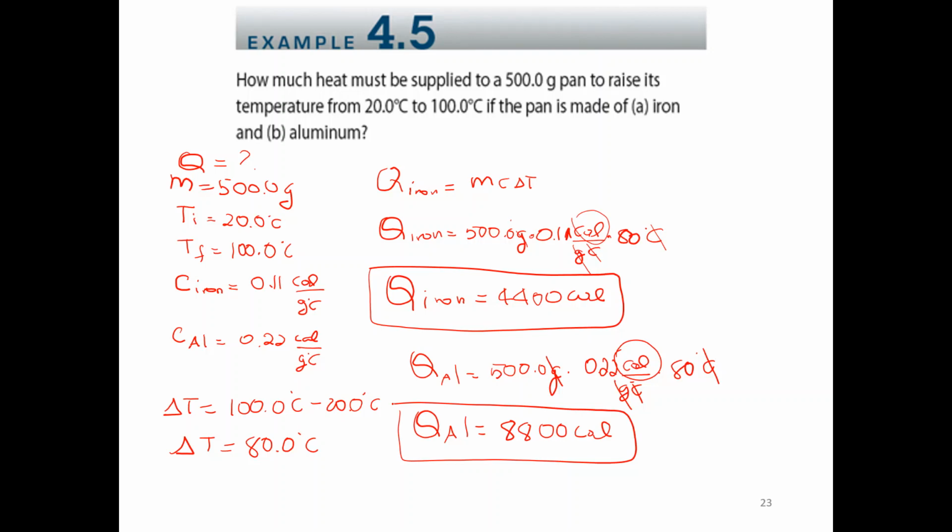Because the mass and the delta T are the same, we expected an answer like that. You see, the amount of heat we need is double, twice the amount of heat, if the pan is made of aluminum. The reason is that the specific heat of aluminum is twice the specific heat of iron. This happens because the other variables are the same. Mass is the same in both cases, and temperature, delta T, is the same. Just the specific heat is twice, and so we expected twice the amount of heat.